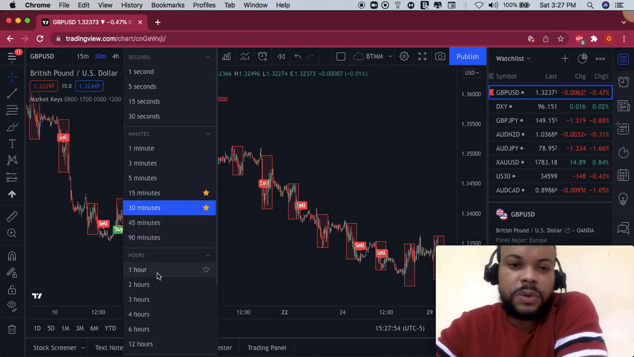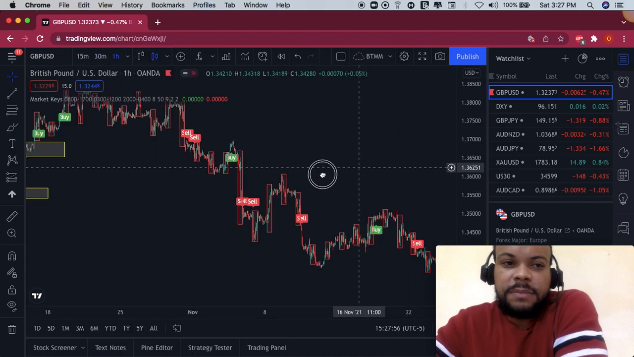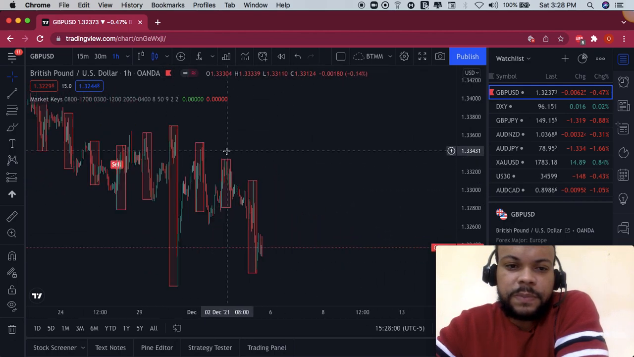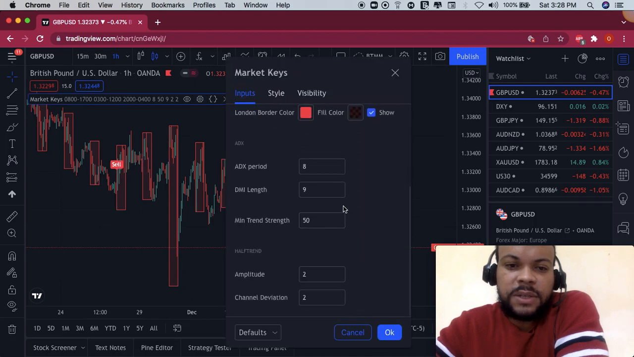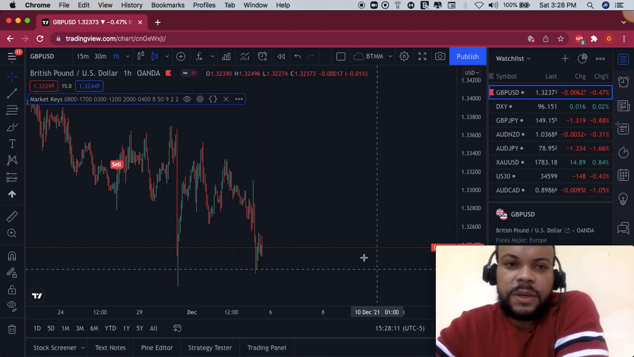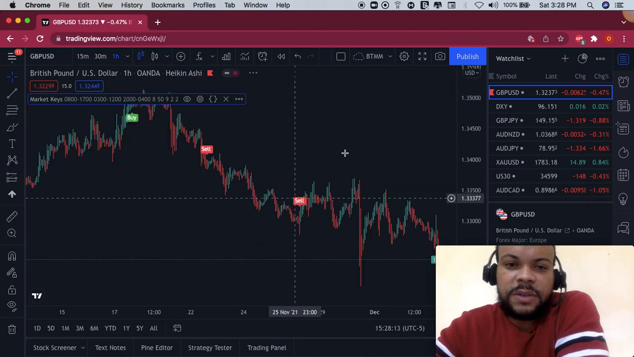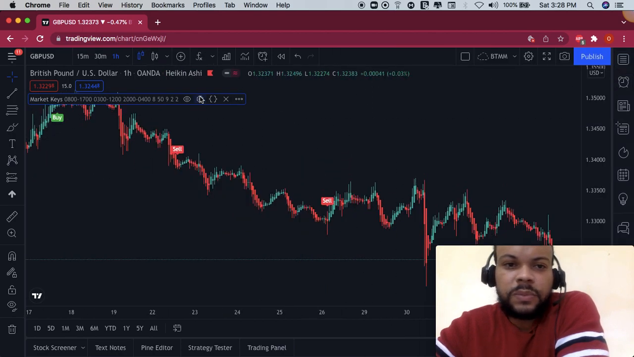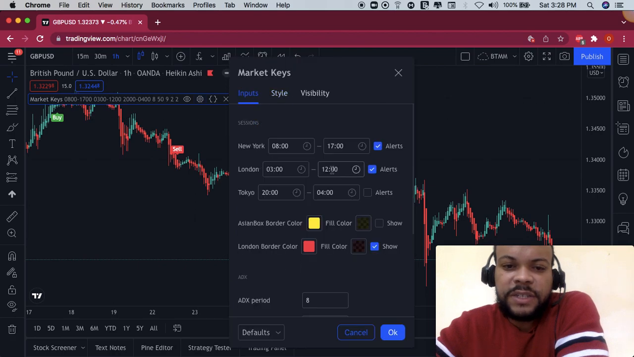Let me put this on the 1 hour chart to make it simpler. So yeah, you can see that it gave me a lot of signals and stuff like that. Let me just remove the boxes just to make this a little bit easier to look at. Yeah, let me change this to Heikin Ashi so it's much easier to look at. Let me change the sensitivity.